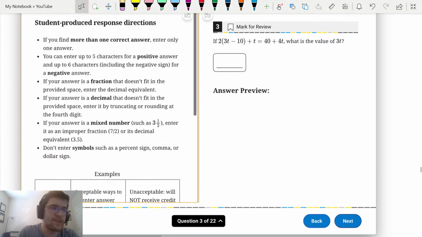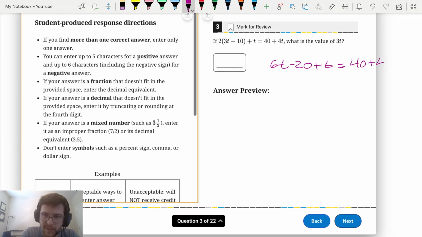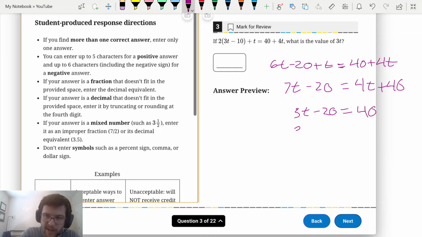All right, so for this one, first we're going to distribute. So we get 6t minus 20 plus t equals 40 plus 4t. And that gives us 7t minus 20, combine the like terms. I'm going to rewrite it as 4t plus 40 just because that's easier for me. Subtract 4t from both sides, and I get 3t minus 20 equals 40. And add 20, and I get 3t equals 60.